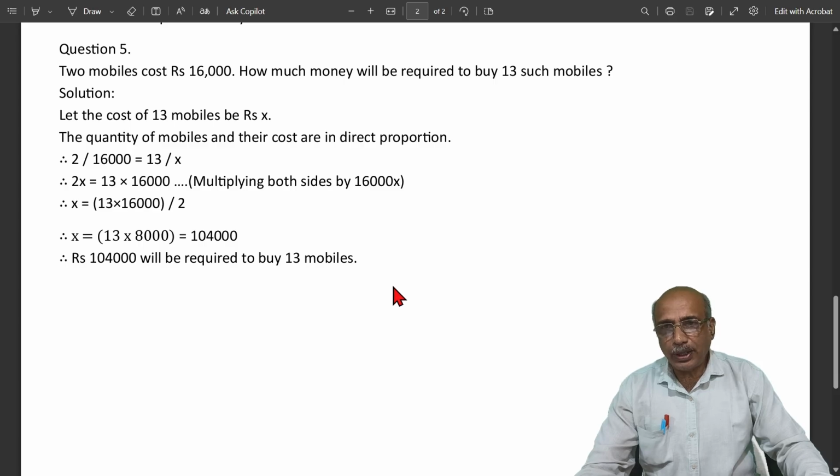So here we have seen the practice set 37. In the next video, we are going to see practice set 38.